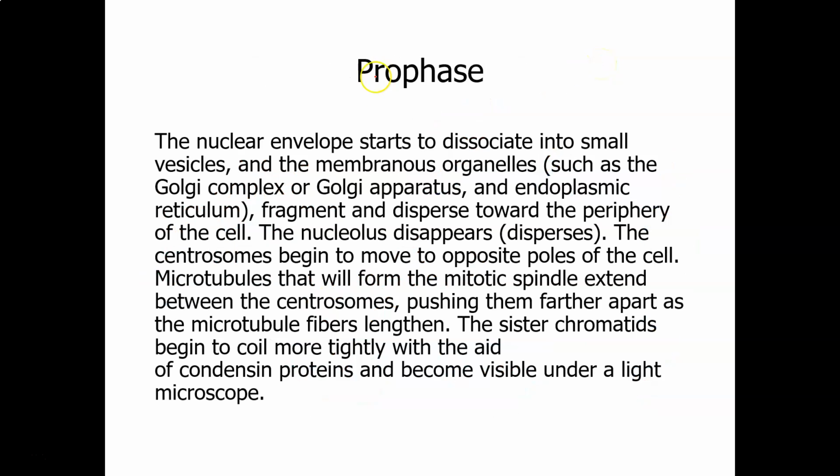In prophase, there's a lot of information here, but let's just see what's the most important. The nuclear envelope begins to disappear. It begins to dissolve or dissociate. The nucleolus disappears. The centrosomes begin to move toward opposite poles of the cell.